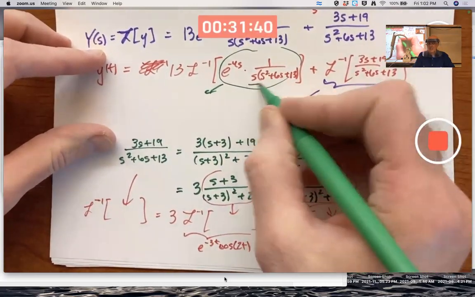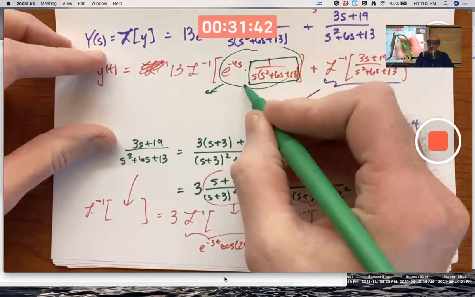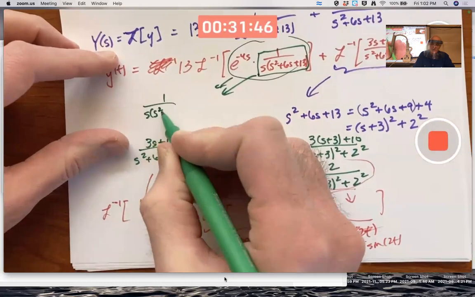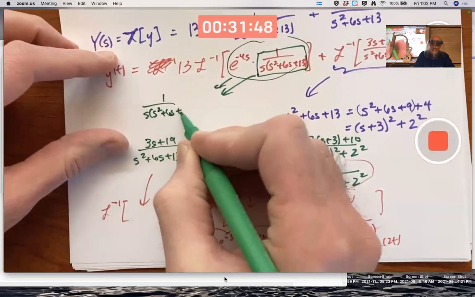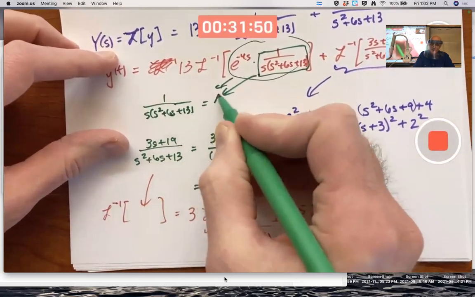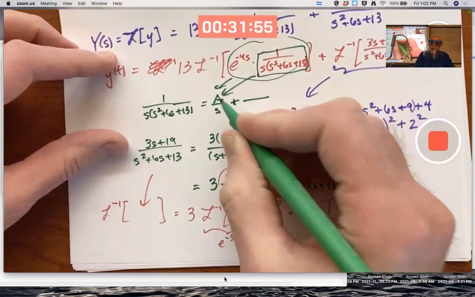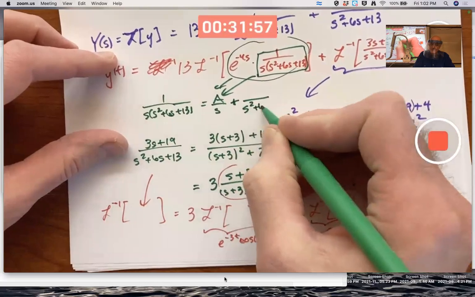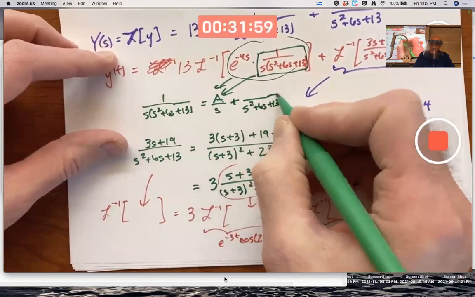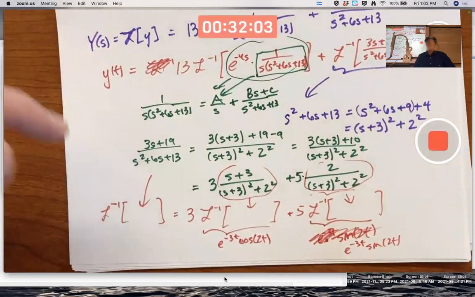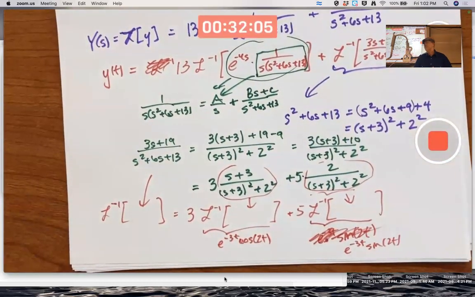You would want to use partial fractions here to rewrite that fraction 1 over s times (s squared plus 6s plus 13) as something over s plus some constant over s plus... since the bottom is an irreducible quadratic, you need a linear function up top, b times s plus c. And you'd have to solve for a, b, and c.